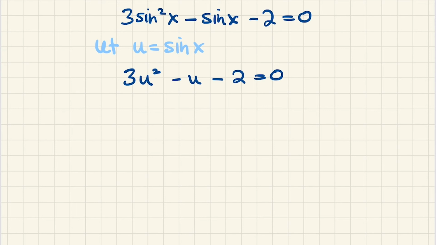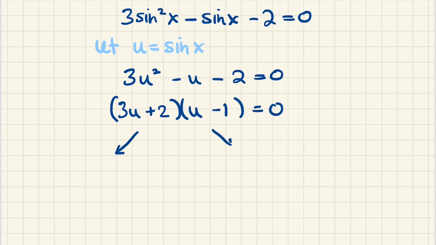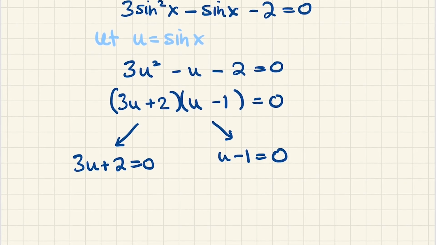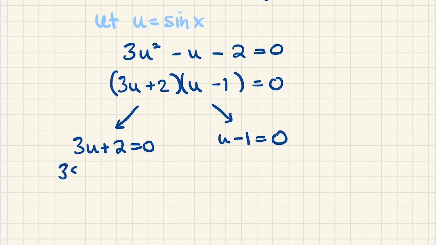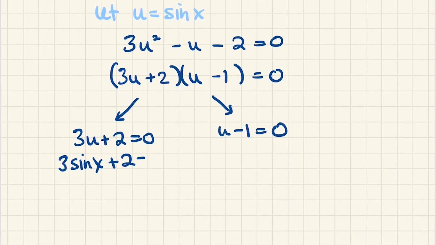So does this one factor? Yes, it does, doesn't it? Just like that. Okay, and again, using the zero factor property, we can split this into two independent equations. Very good. And now remember, u was sine of x, so we can go back to writing this in terms of sine of x. And we'll just quickly finish solving each one of these equations.